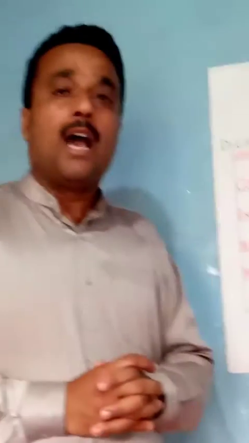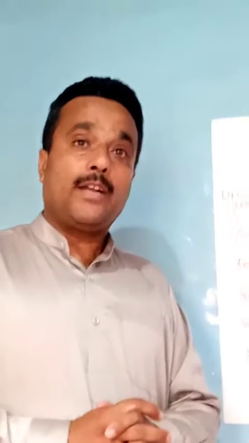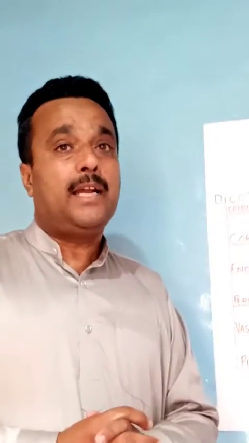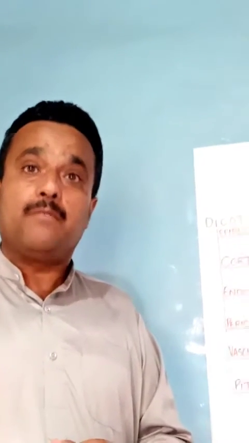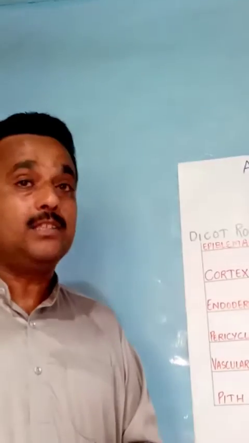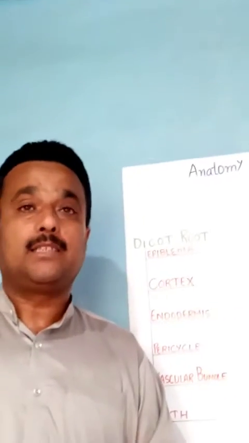Second, if we talk about the cortex, it is homogeneous in nature. It is not differentiated into different parts as we have seen in the case of the stem, and it is made up of parenchymatous cells.